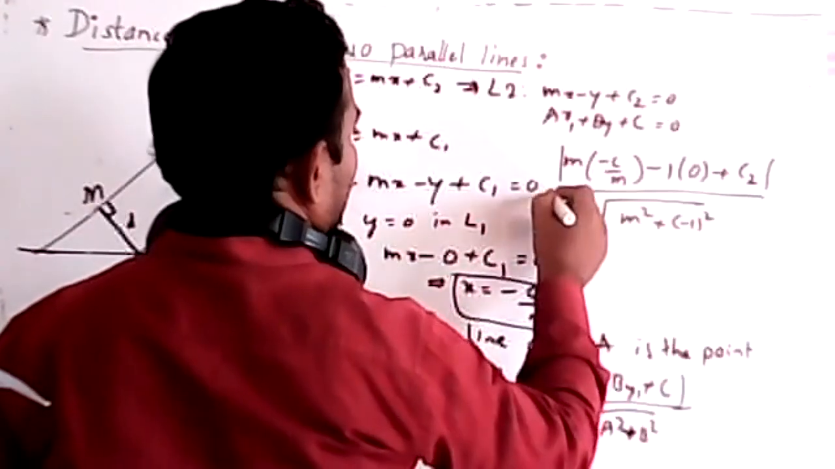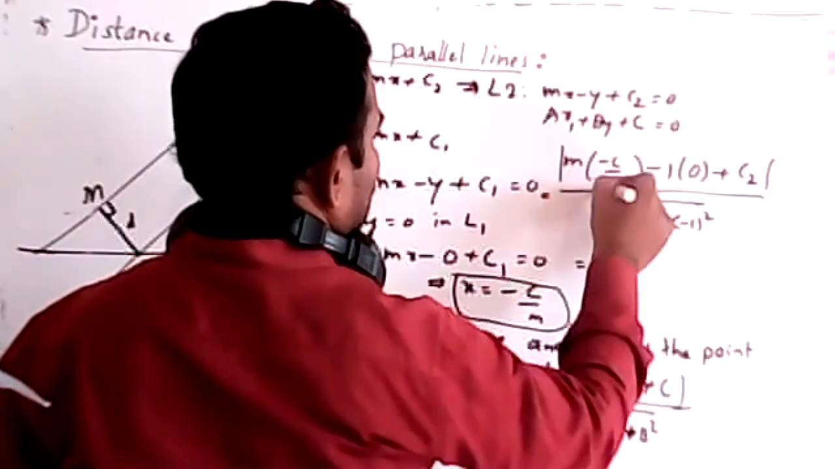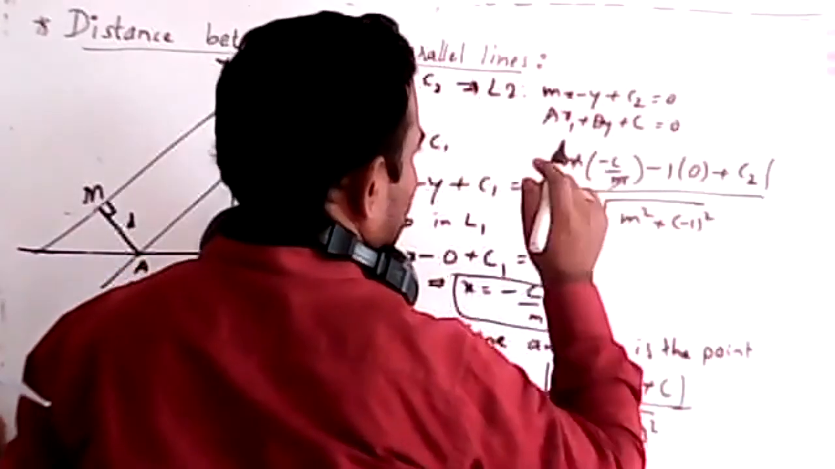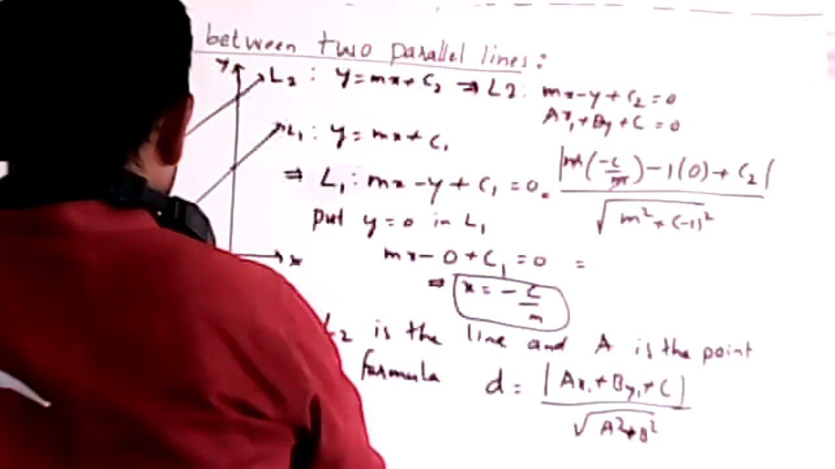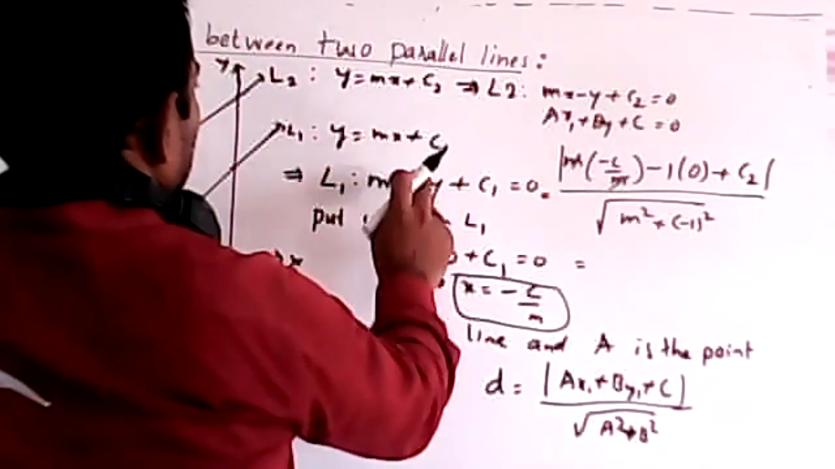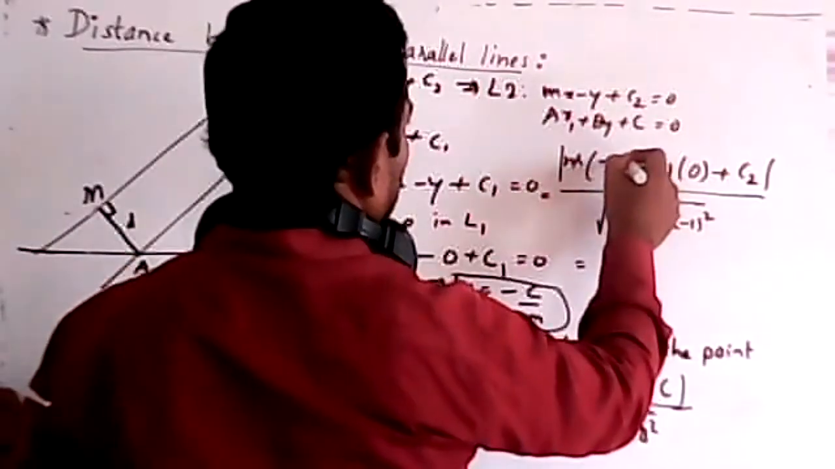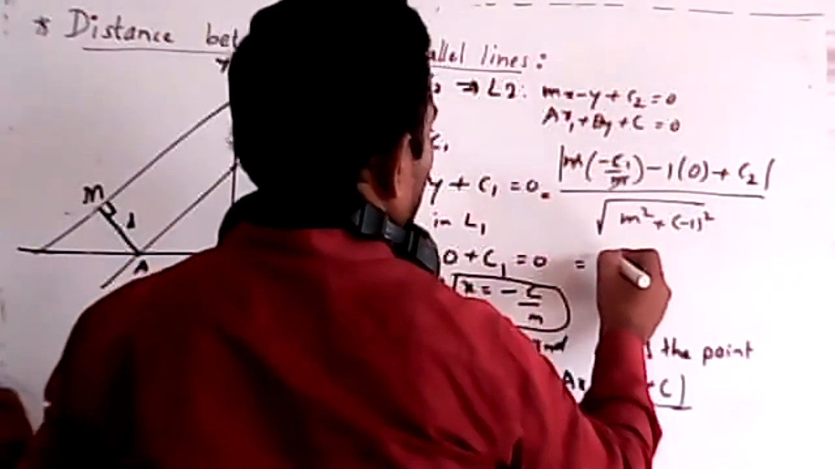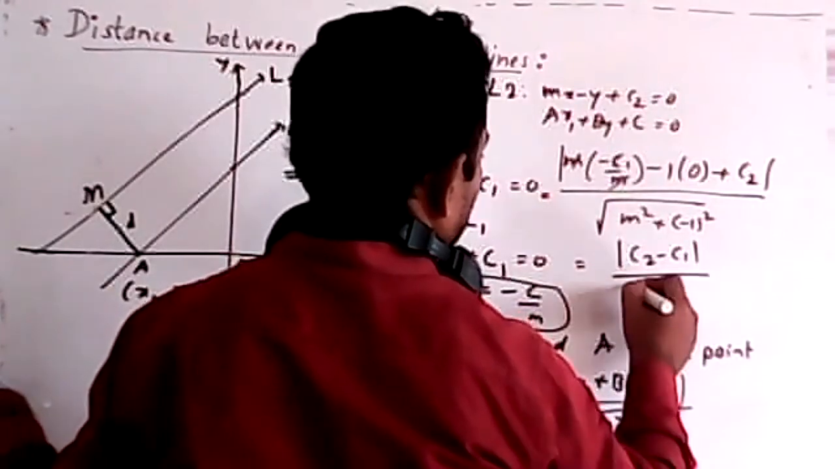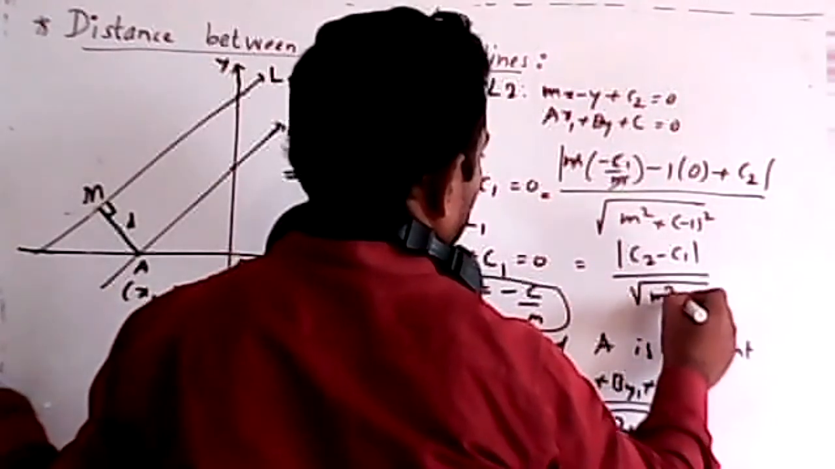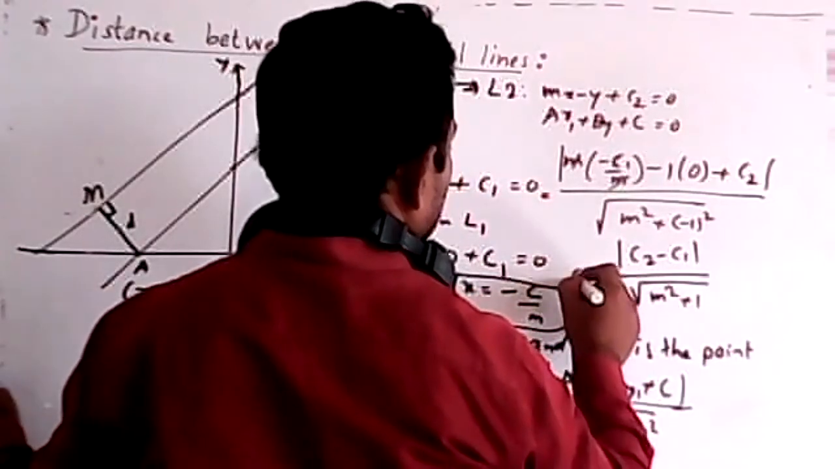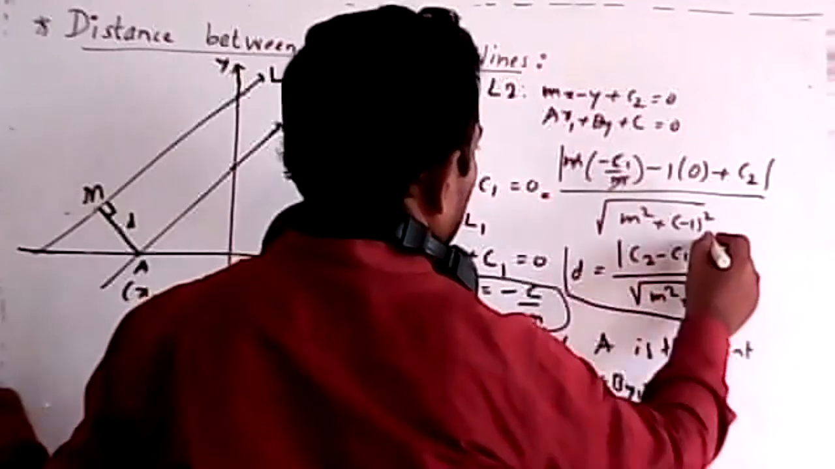And see what the formula could be. These two will get cancelled. C2 minus C remains. It is not C actually, it is C1, from what we did earlier. Then what remains? You will get modulus of C2 minus C1 divided by root of m square plus 1. This is the formula for the distance between two parallel lines.